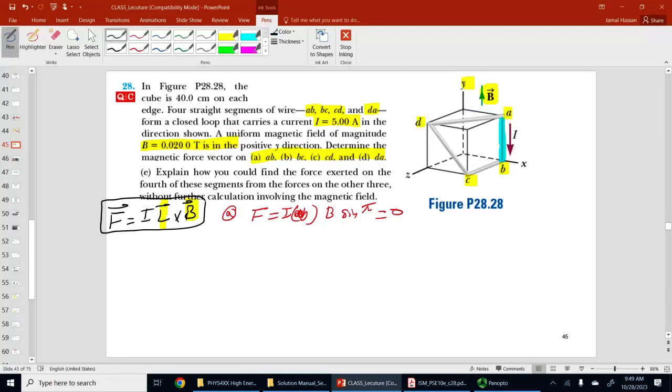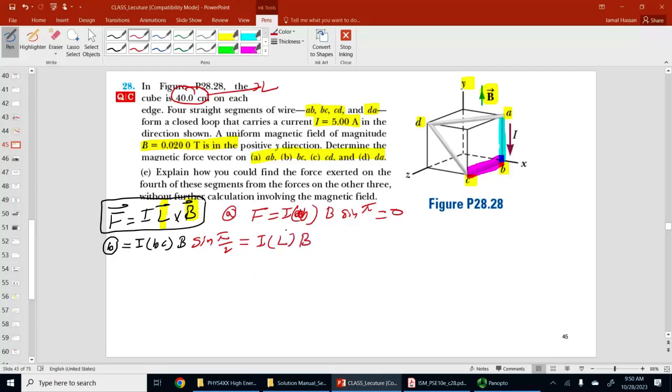And then if you repeat this for part B, you will say F is equal to I multiplied by length BC multiplied by B. Now the angle. BC is located here, right? This is BC, and B is there, so the angle equals 90. So you will get the maximum value of the force, sine pi over 2. So basically it is equal to I, BC is 40 centimeters, let's just call it L, so this is equal to I L multiplied by B.